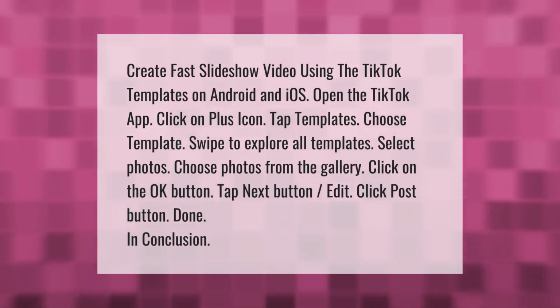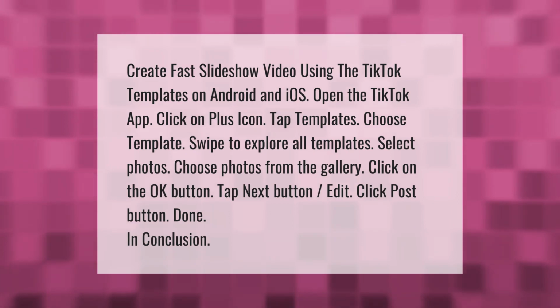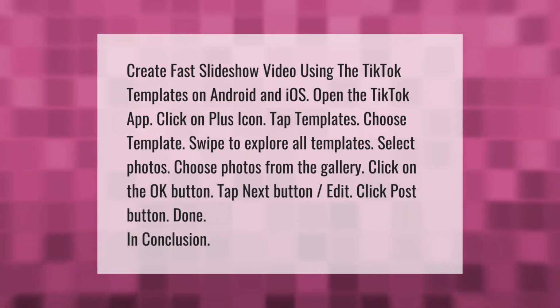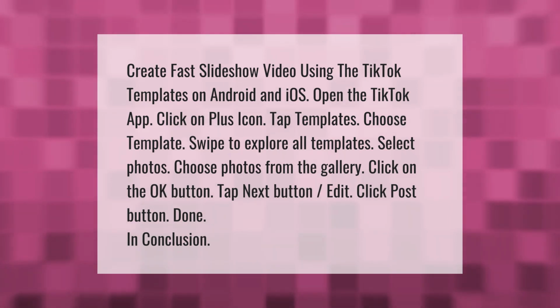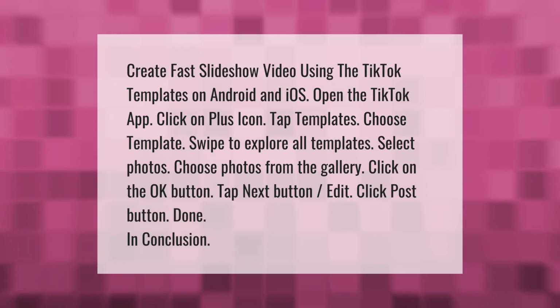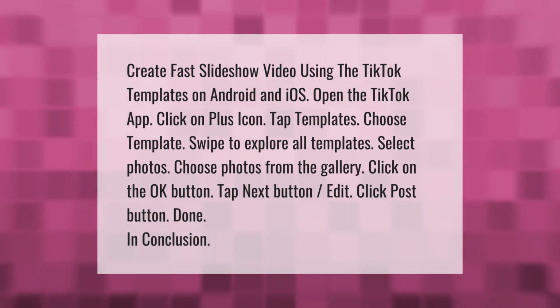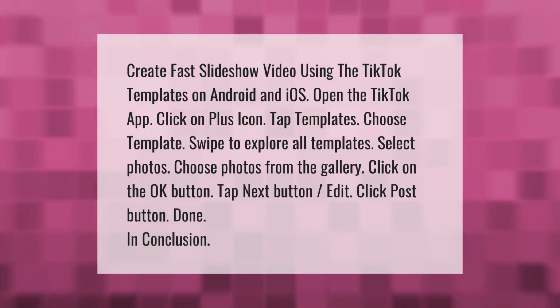Create a fast slideshow video using the TikTok templates on Android and iOS. Open the TikTok app. Click on the plus icon. Tap Templates. Choose a template. Swipe to explore all templates. Select Photos. Choose photos from the gallery. Click on the OK button. Tap the Next button. Edit. Click the Post button.